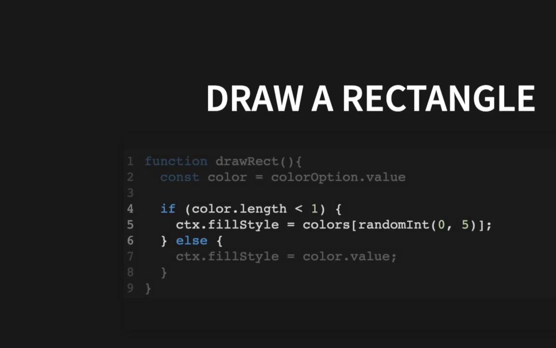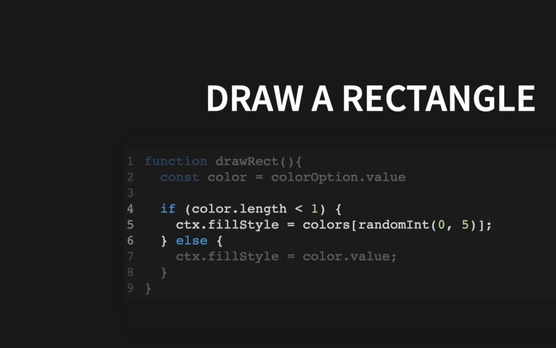And then we need to make sure that if they don't add anything into that text box, we still make the box a fun color. So if color.length is less than 1, we will change the fill style of our context. So ctx.fillStyle, it's a property, not a method. And we will set it to colors and a random number.